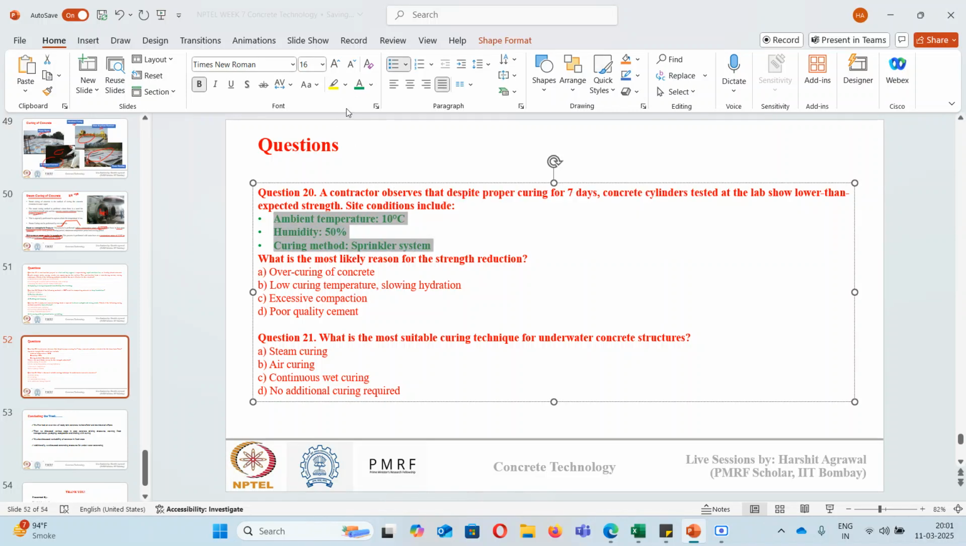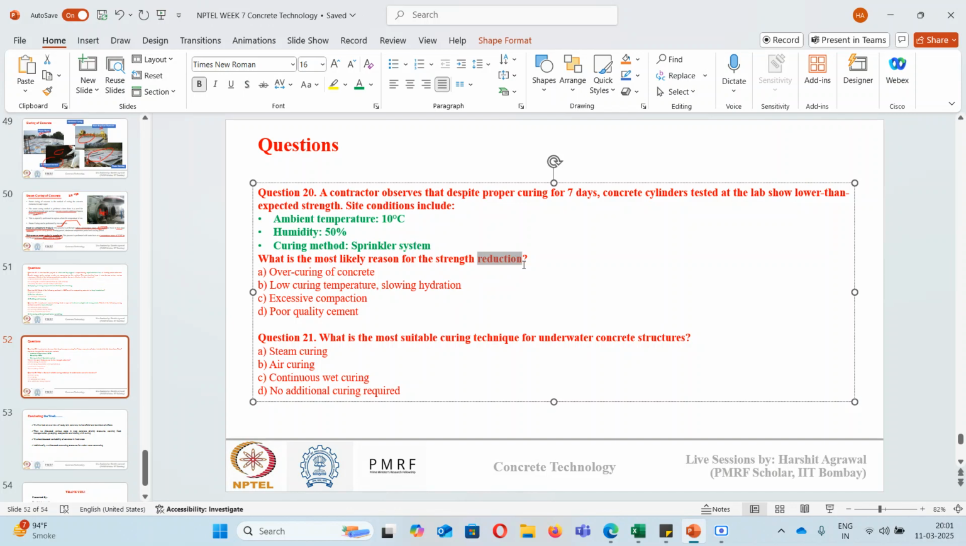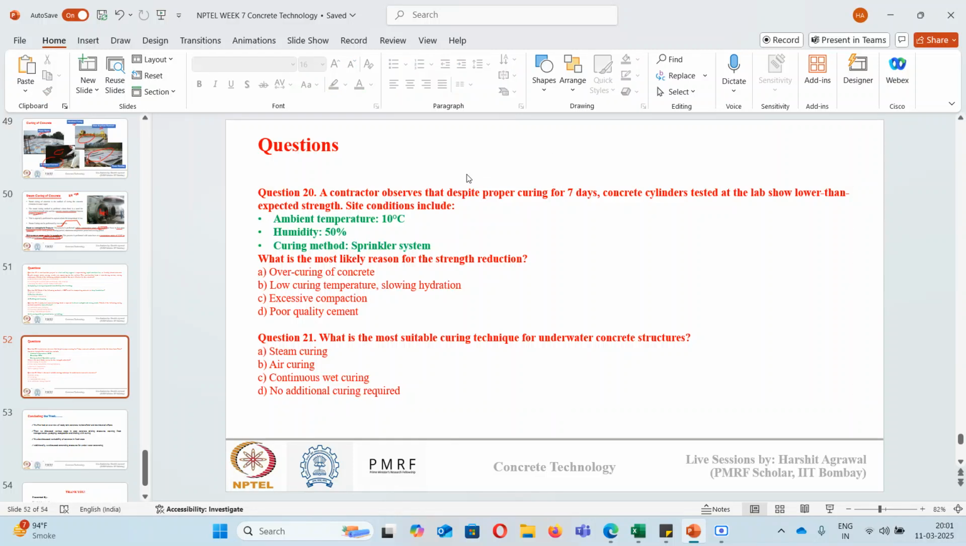Ambient temperature was 10 degrees, humidity was 50%, and a sprinkler system was used for curing. Now, what is the most likely reason for strength reduction? I won't say strength reduction, but not meeting the expected strength level. What is the most likely reason for not meeting the expectation? Low curing temperature slowing hydration.